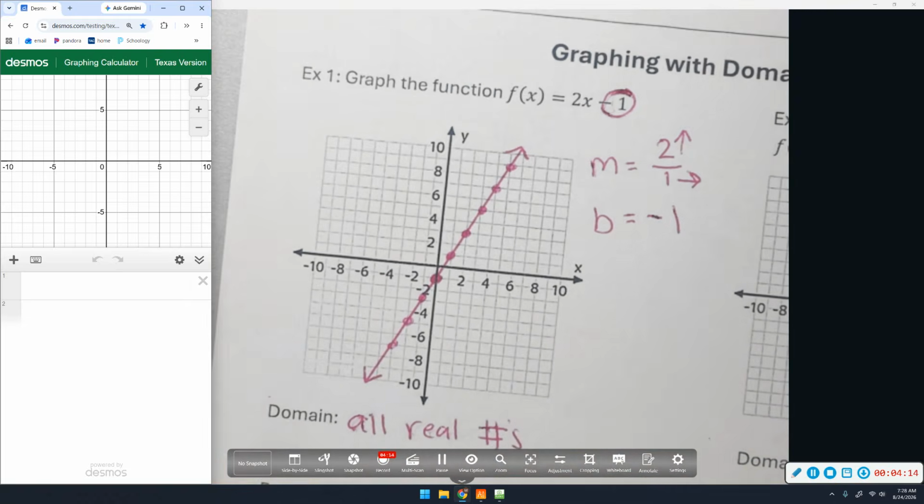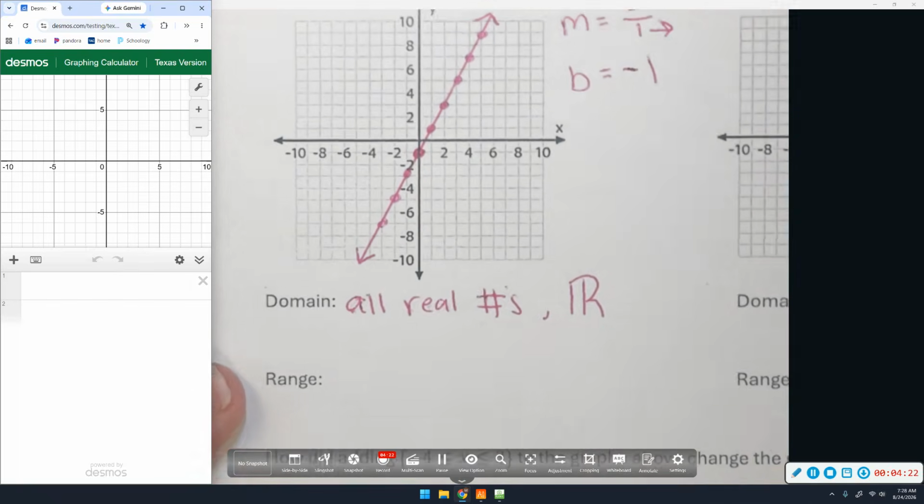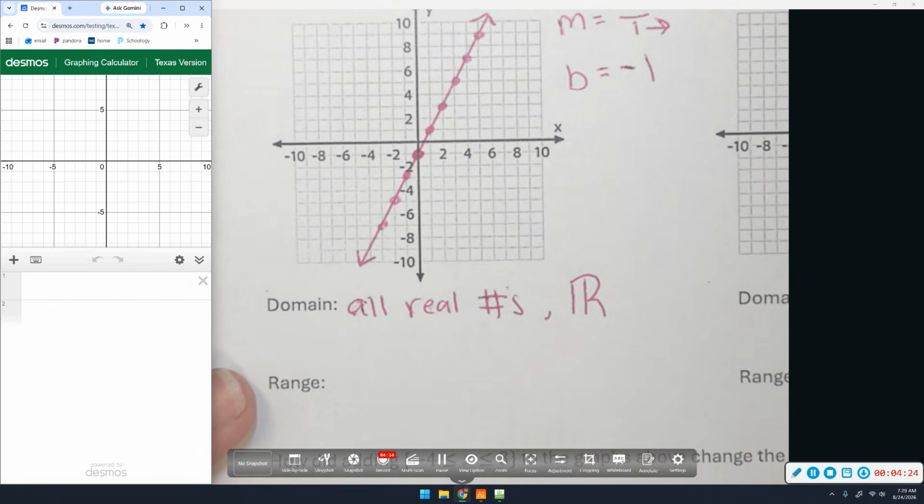All real numbers. There is a fancy symbol for that, and it looks like this. Oh, it might help if you can see what I'm writing. Could be a good start.